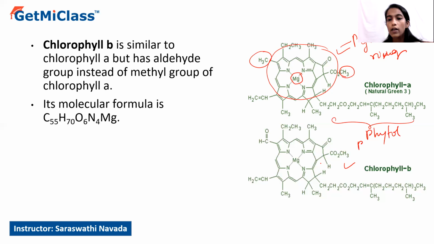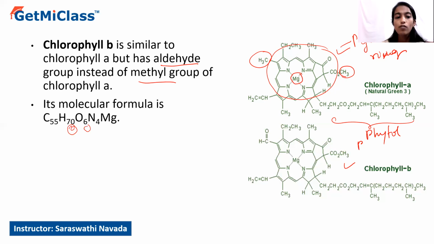So here, in case of chlorophyll B, it is similar to chlorophyll A. But as I said, it will have an aldehyde group instead of a methyl group, and its molecular formula slightly differs from that of chlorophyll A. That is, it has the molecular formula C55H70O6N4Mg. So here one additional oxygen atom will be present and two hydrogen atoms are fewer compared to chlorophyll A.